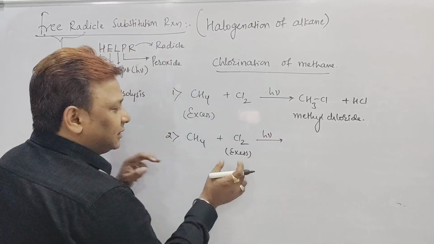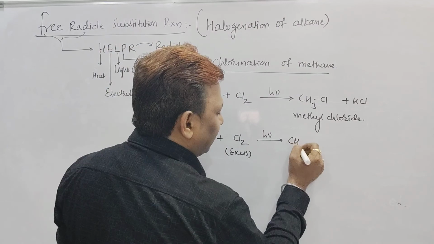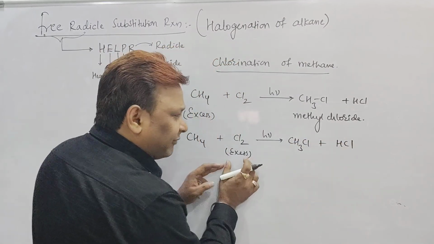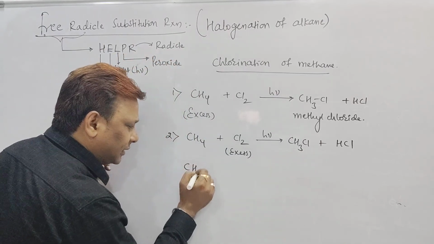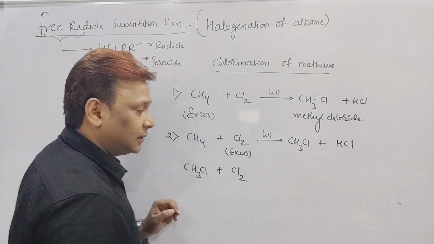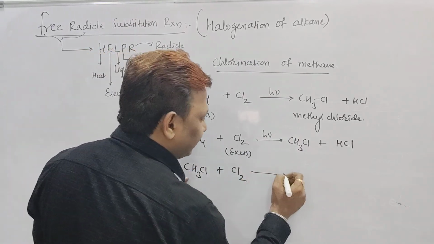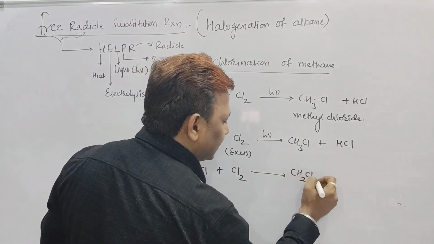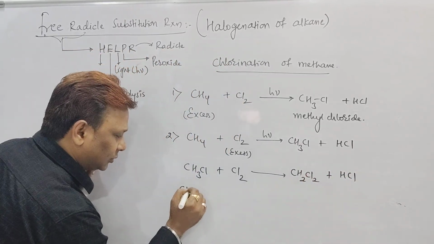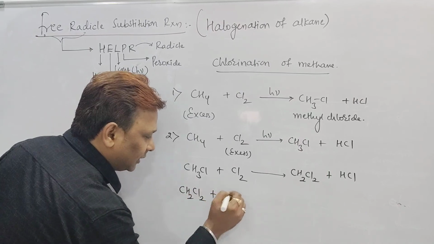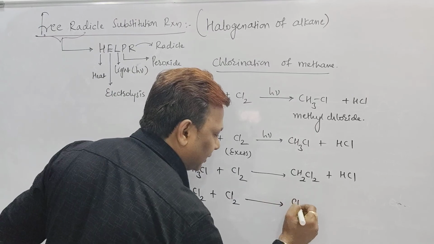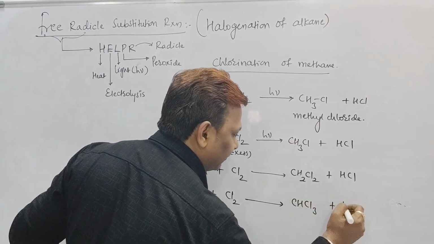Chlorine is in excess. It combines with methane and forms CH3Cl plus HCl, but chlorine is still left. This CH3Cl again combines with chlorine, takes out a hydrogen, and forms CH2Cl2 plus HCl. CH2Cl2 is called dichloromethane. It combines again with Cl2 because chlorine is in excess, and forms CHCl3 plus HCl.